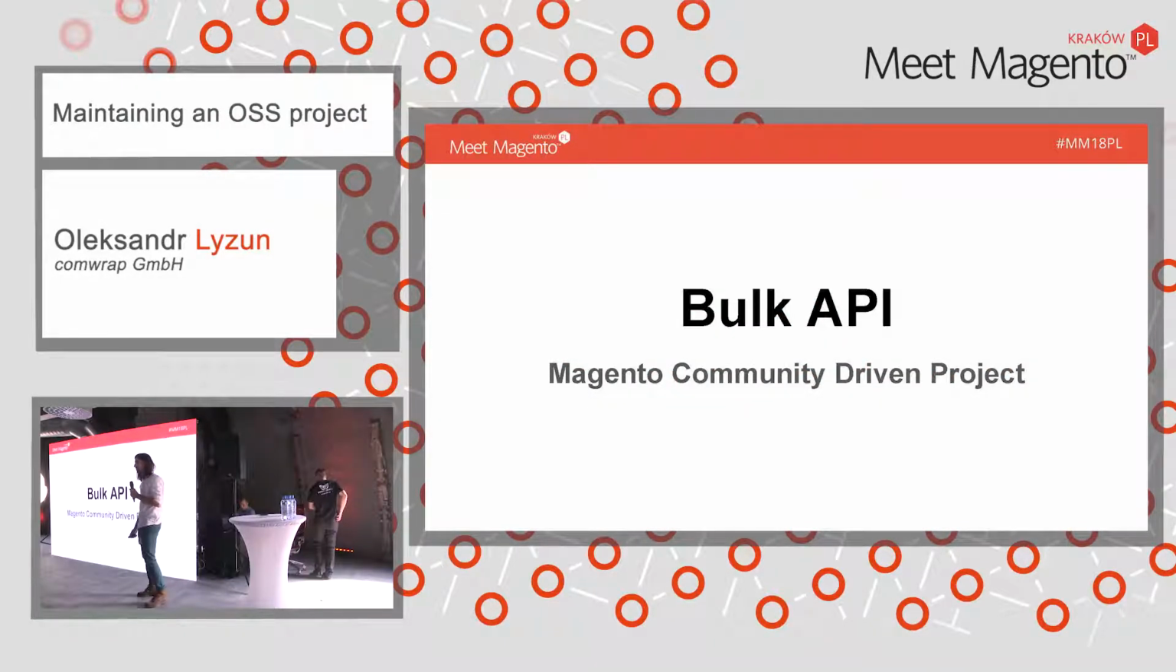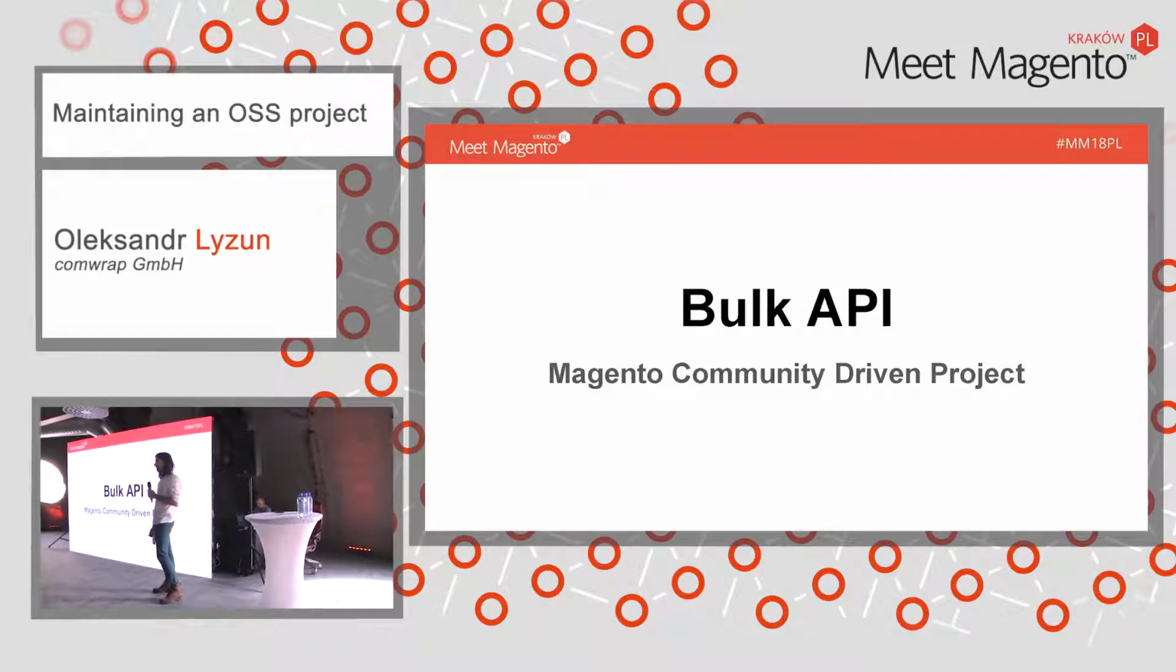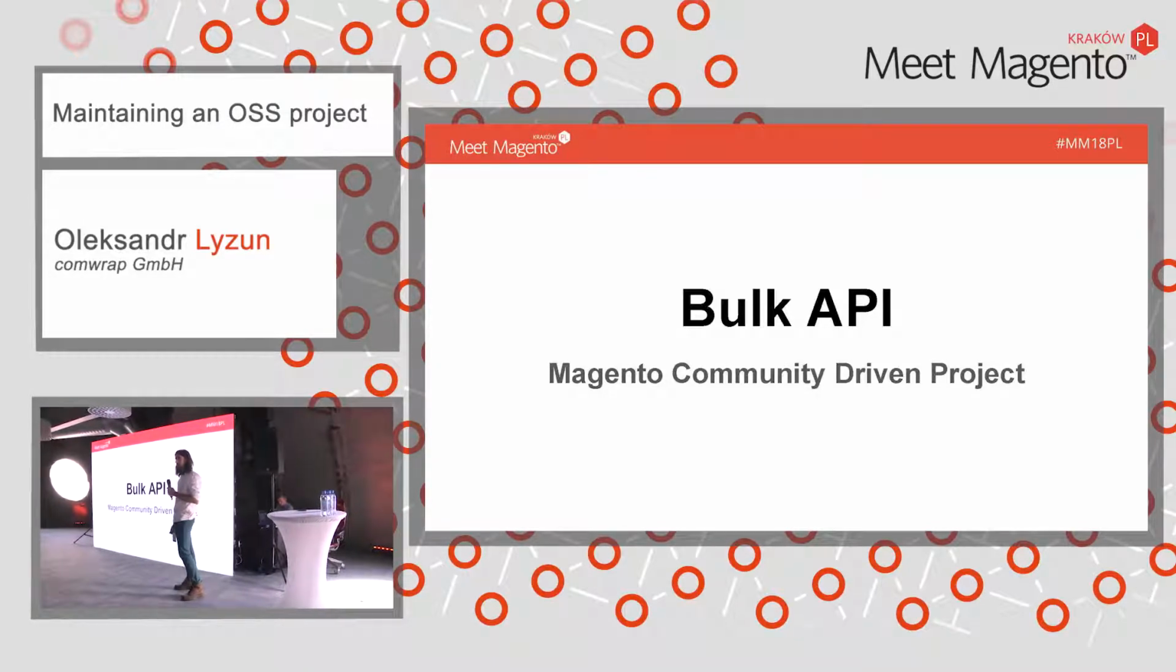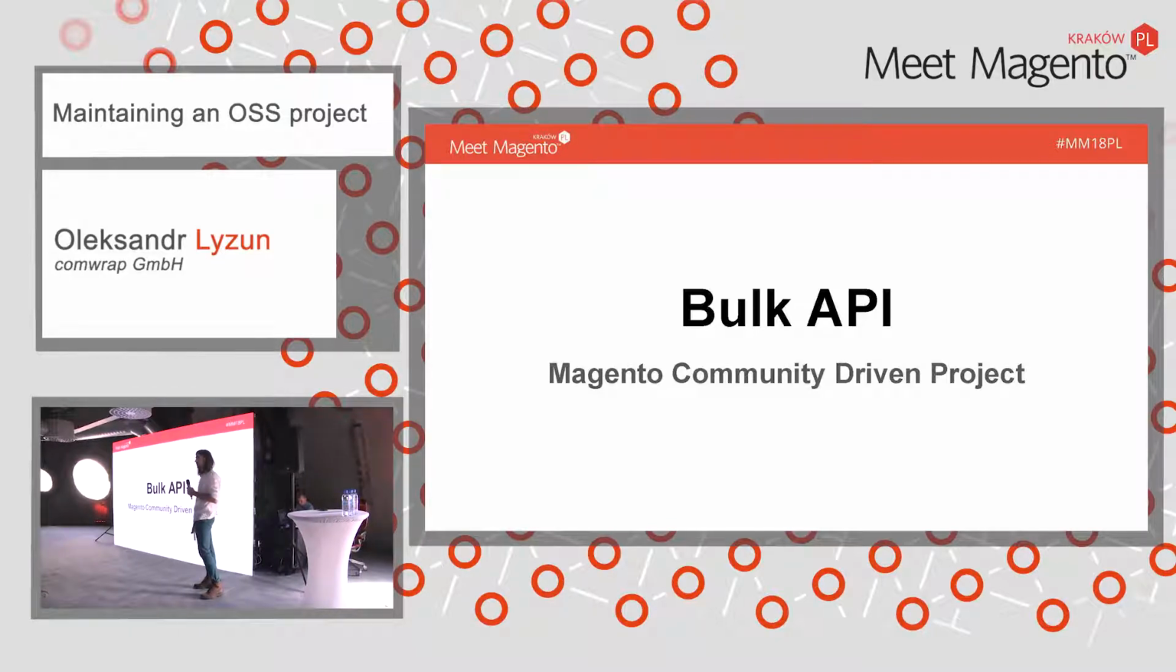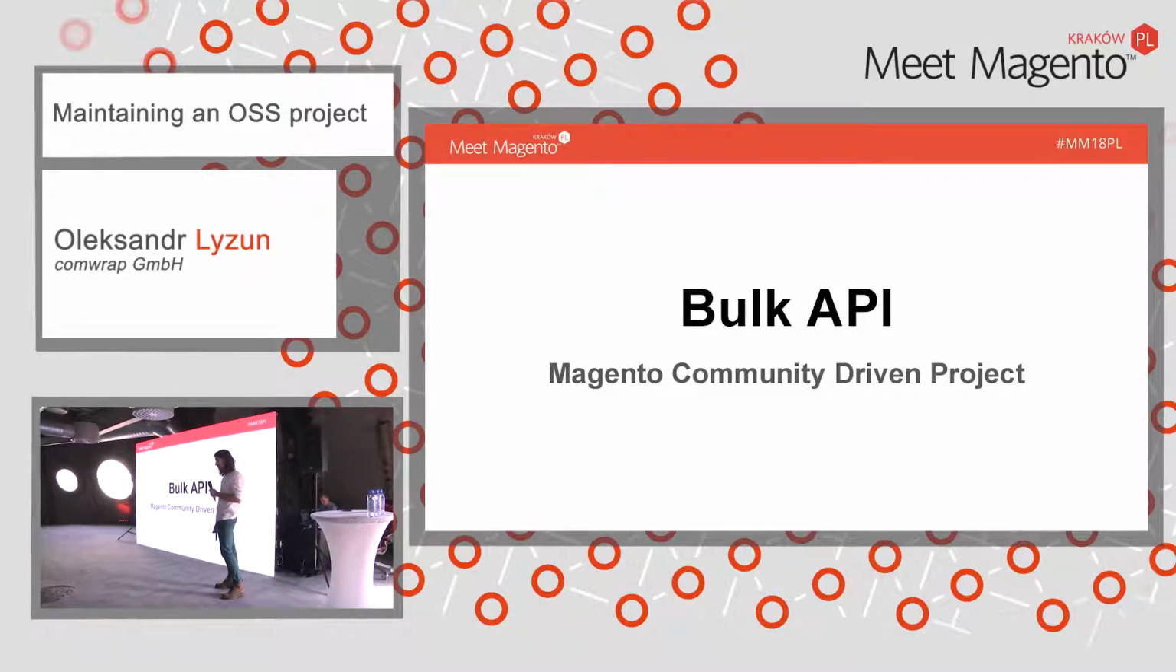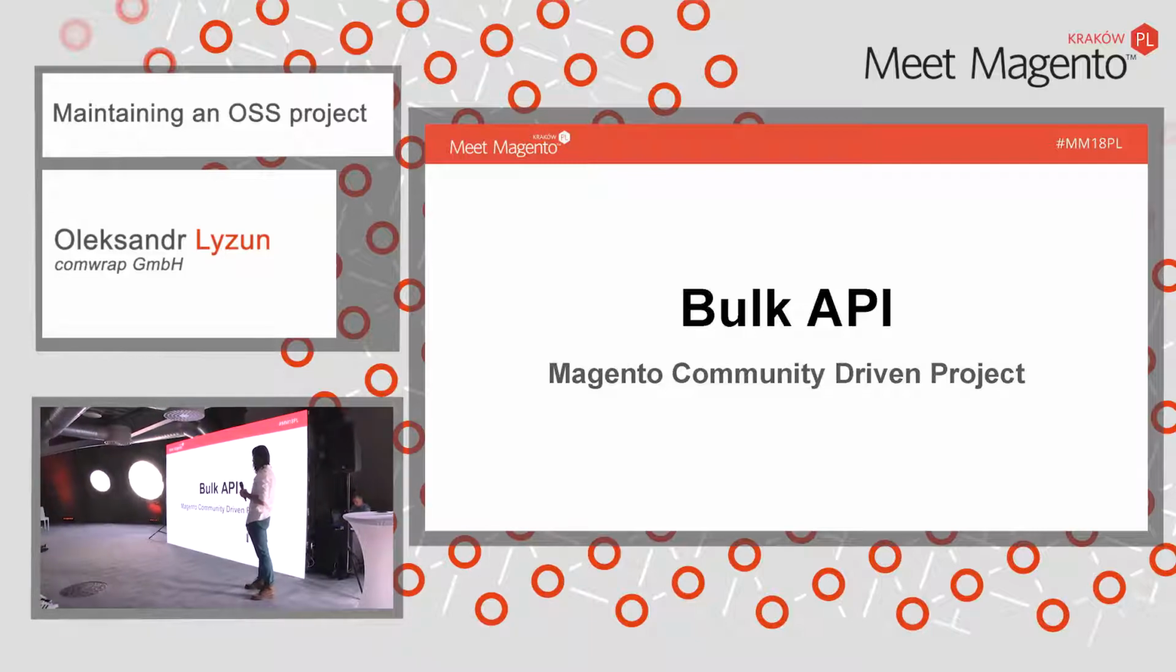I'll talk today about the bulk API project, the new API that's coming up in Magento in the nearest future. And that's a small success story of a community-driven project. Yesterday there was a nice presentation from Snowdog about RabbitMQ. I don't know if somebody of you saw it or not, but it was quite a nice one. So that was generally a good introduction for the bulk API.